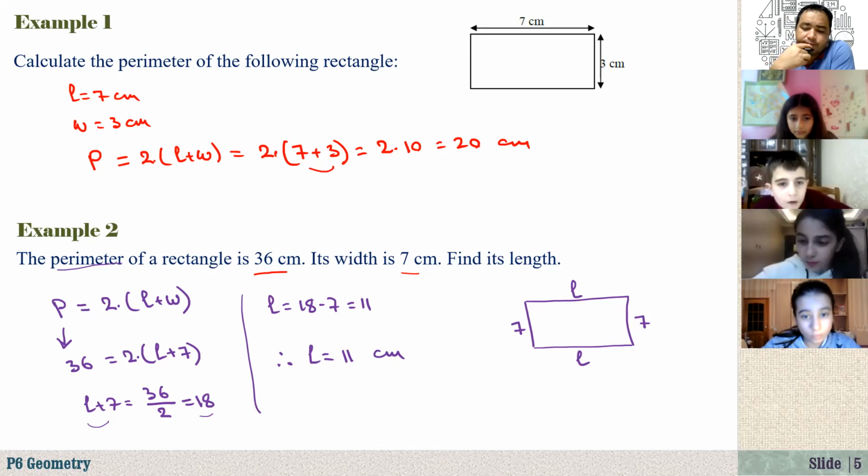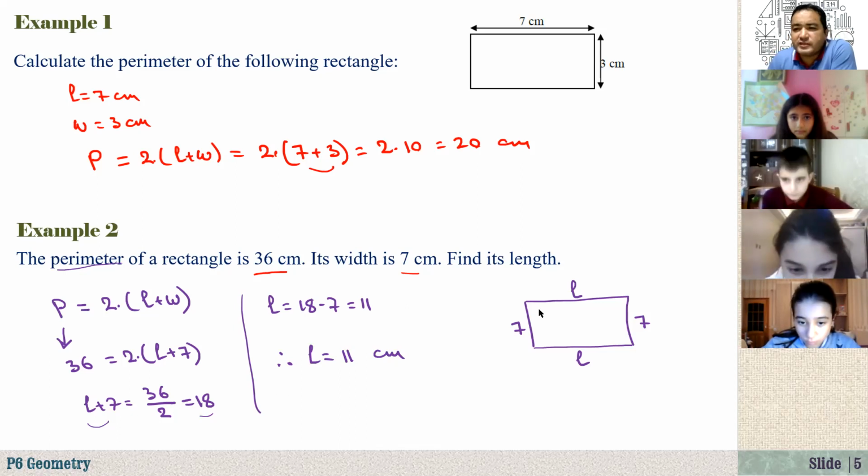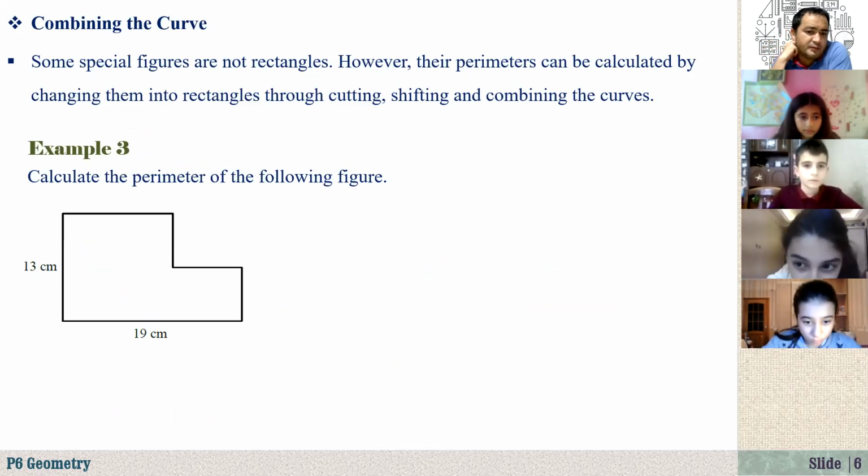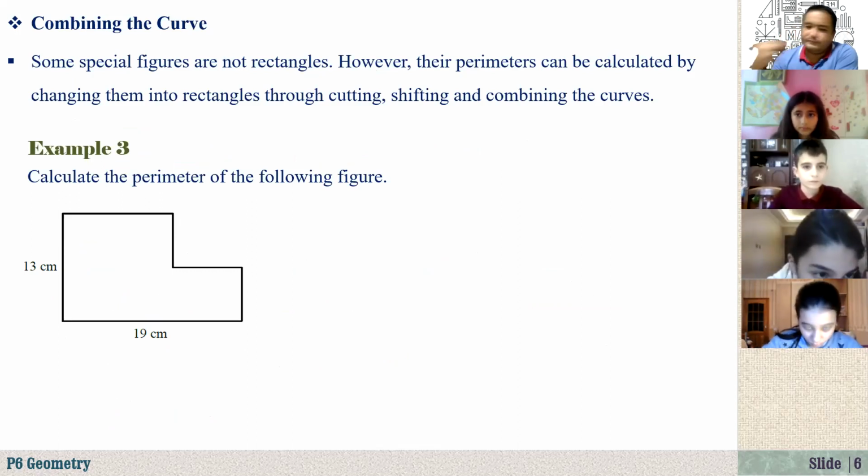Okay, next question is then for you. Can you just solve in a similar way? I'll give you 1.5 minutes. Calculate the perimeter of the following figure. Example 3, you have 1.5 minutes.